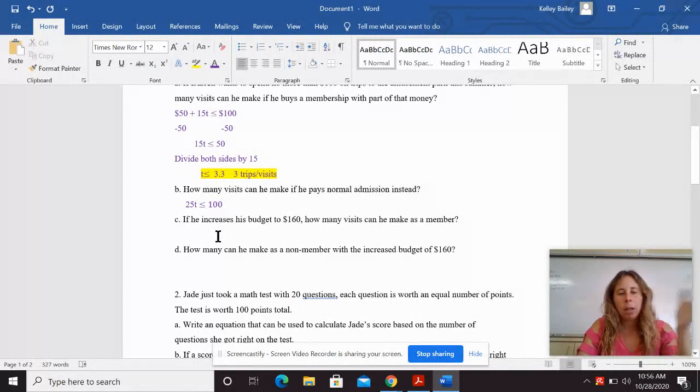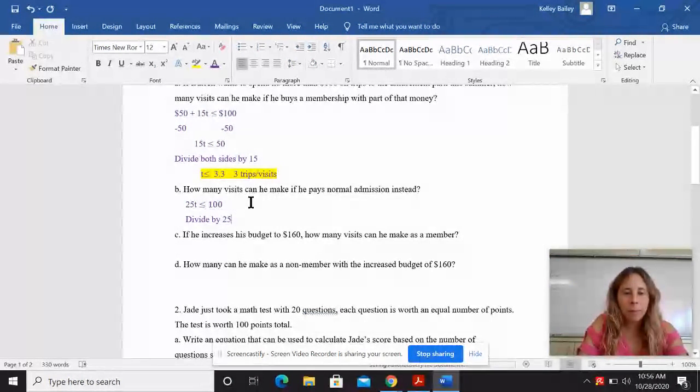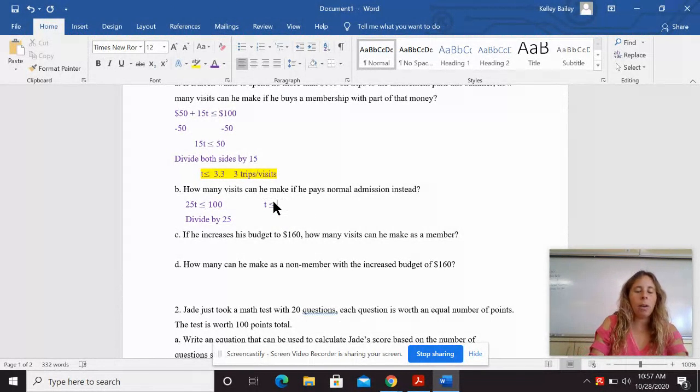All right. So then this one, you're solving for T, so you're just going to subtract 25. No, you're not. Don't do that. You're going to divide by 25. So if you divide by 25, you get T is less than or equal to 100 divided by 25, which is 4. Okay, well, that one came out even.